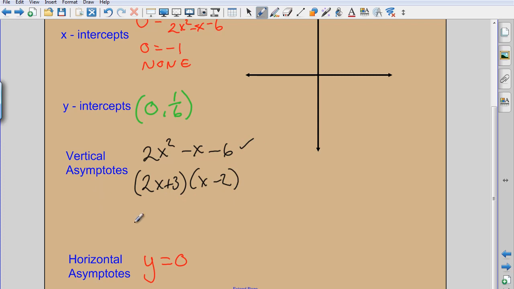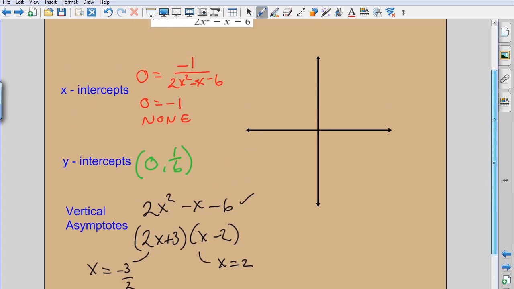From here, we do have two restrictions, so therefore two vertical asymptotes. The first one is located at x is equal to negative 3 over 2 when we solve for x, and the second one is equal to x is equal to 2. Remember, you're taking as many factors as you can, setting them each equal to 0 and solving for x.